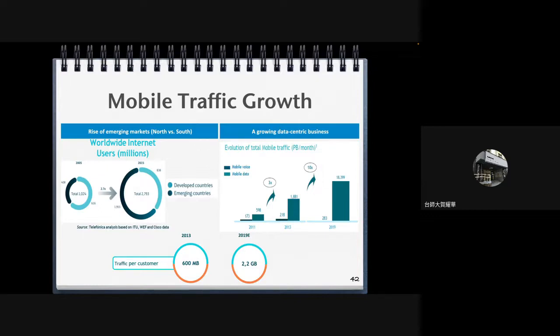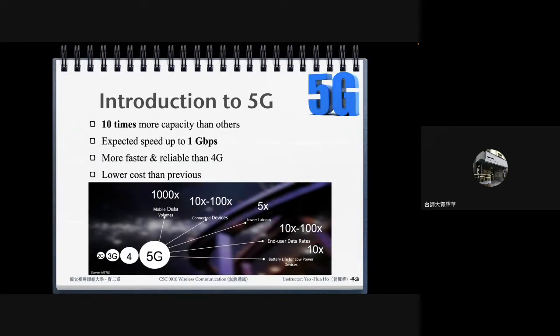Last time I checked, my son's last month's mobile usage was 20 gigabytes. So you can see mobile traffic is already a lot nowadays. Therefore, the fourth generation is not enough anymore, which brings us to the fifth generation of cellular network.